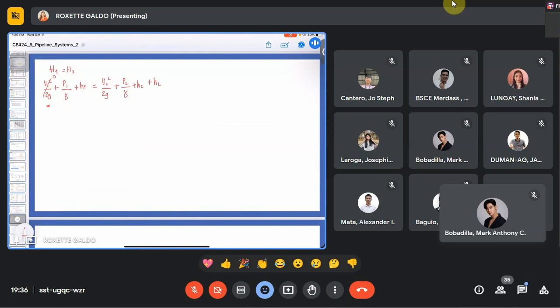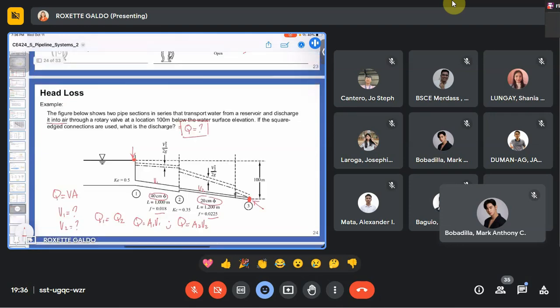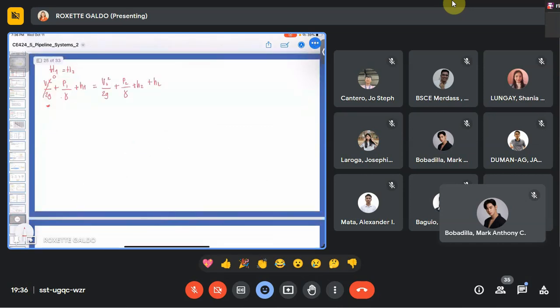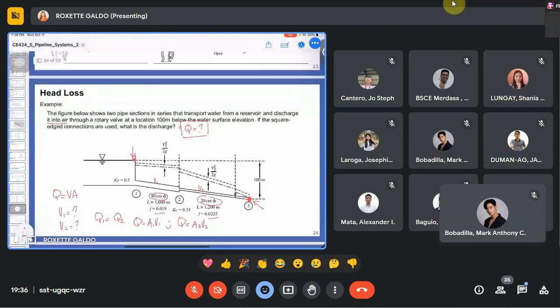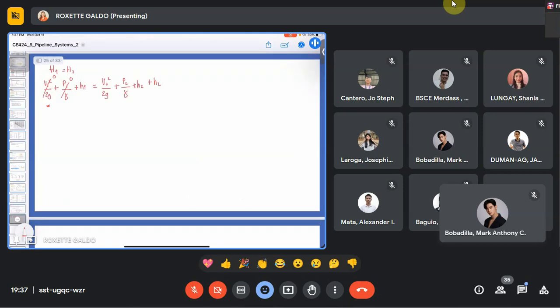So the pressure head at point 1, since it is a free water surface, according to the problem, the pressure at the free water surface is 0. Plus H1. Now, head loss, this is elevation 1. Since this is our datum line, and we have our free water surface at this point, there is a difference in elevation, meaning there is an elevation head. So H1 will not be equal to 0.